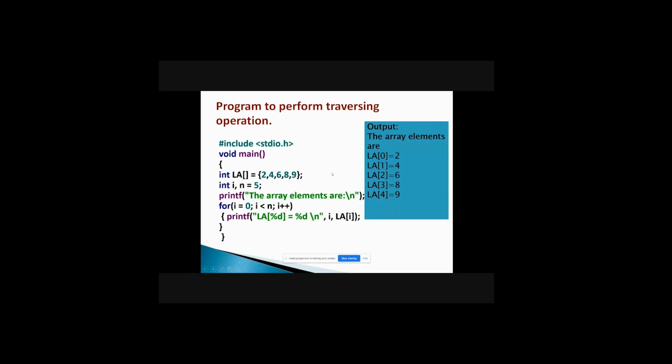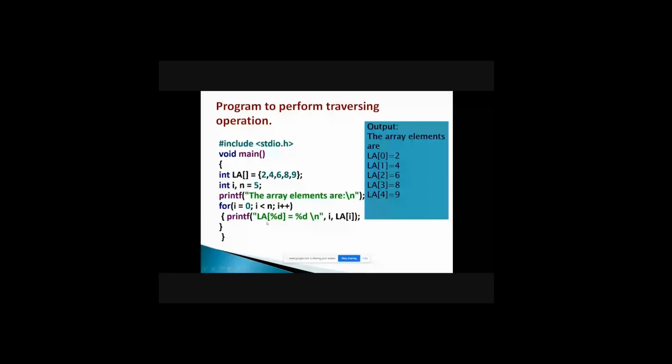Similarly, i gets incremented to 2, 2 is less than 5, so LA of 2 equals 6. Similarly, LA of 3 equals 8, LA of 4 equals 9. Since all the elements are visited exactly once, the i value becomes 5. So 5 less than 5, the condition becomes false, and you will come out of the loop.